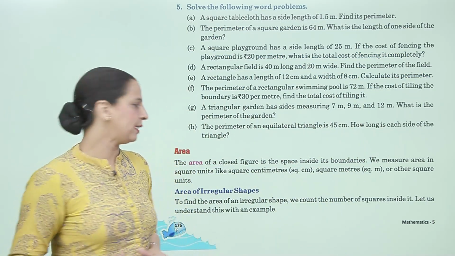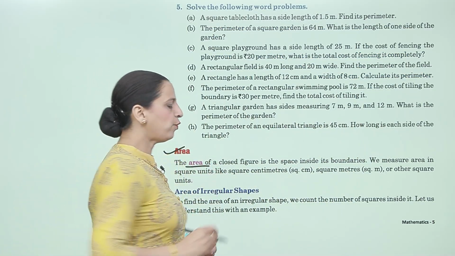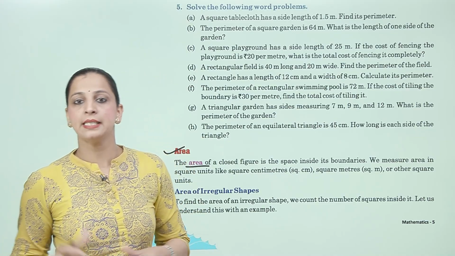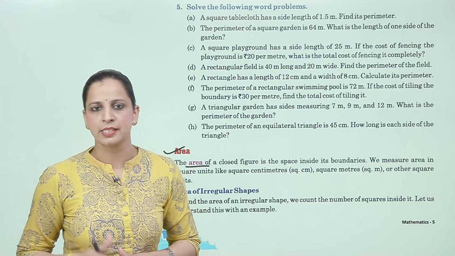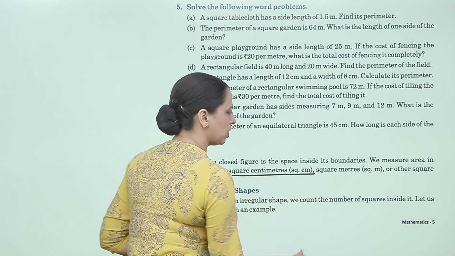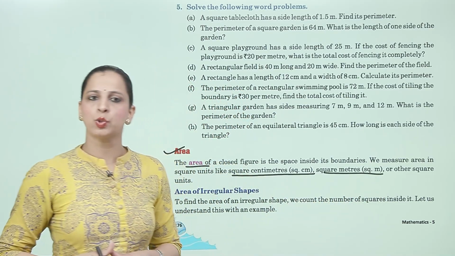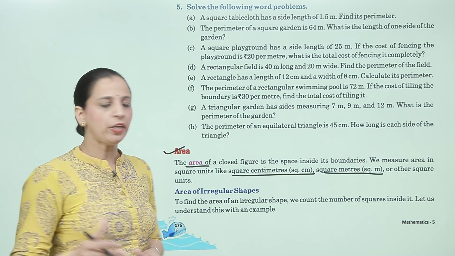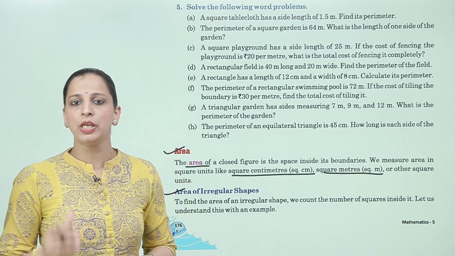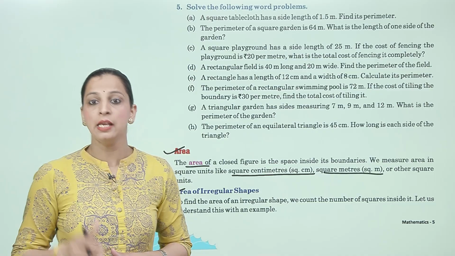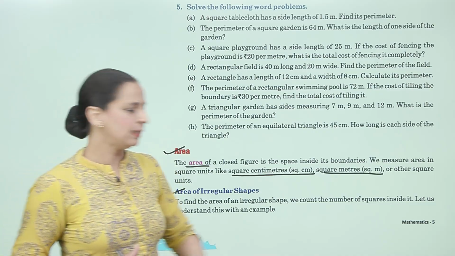Now next is area. The area of a closed figure is the space inside its boundary. We measure area in square units like square centimeter, square meter or other square units. Now, area of irregular shapes. To find the area of an irregular shape, we count the number of squares inside. Let us understand this with an example.